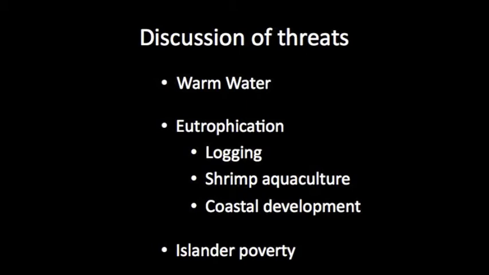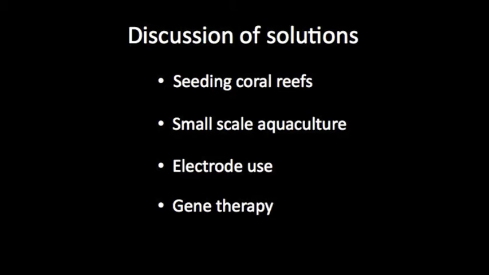Last but not least, we have islander poverty. Many inhabitants around the reef ecosystem live in poverty. They greatly depend on the reef for their livelihoods, and this becomes an economic incentive to harvest the reefs. This, of course, causes damage to the ecosystem. Now it is time to discuss the possible solutions.